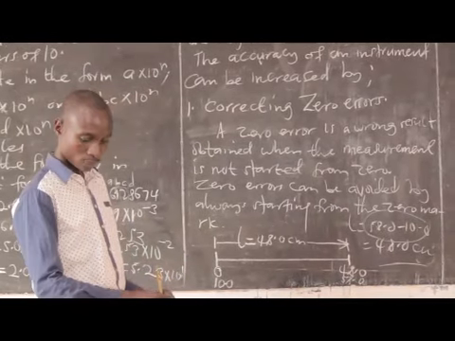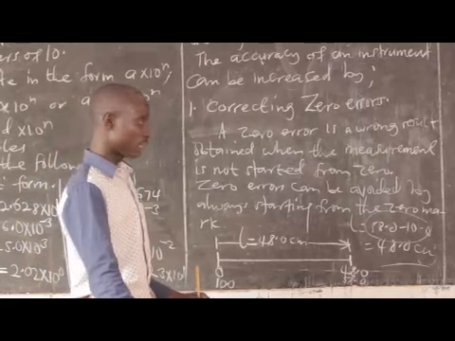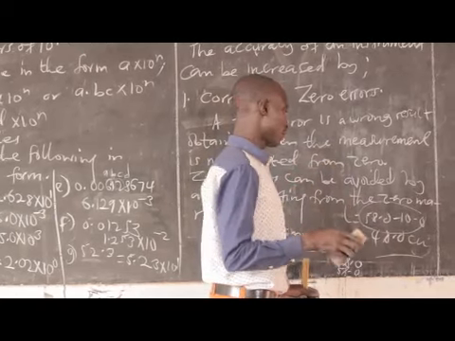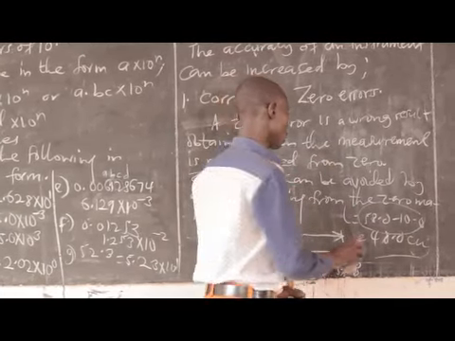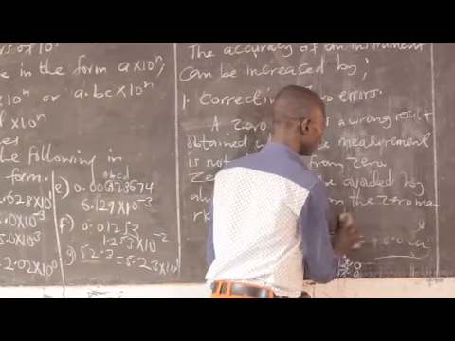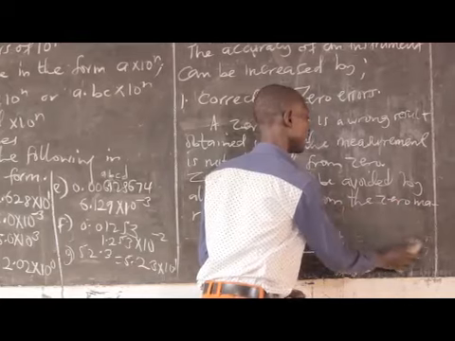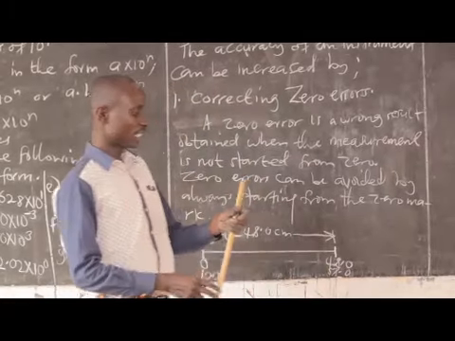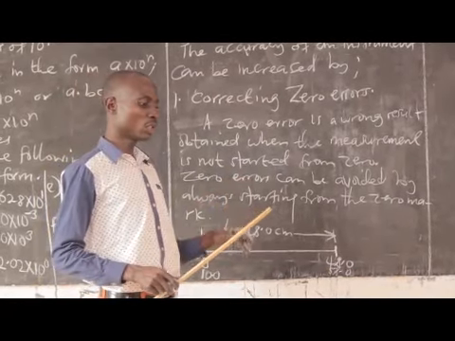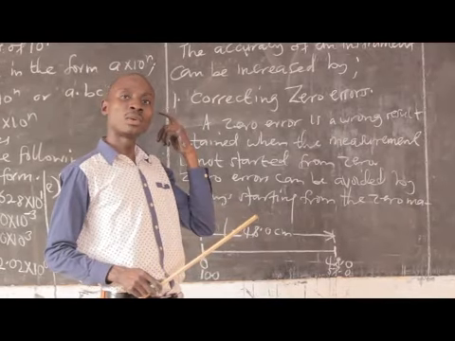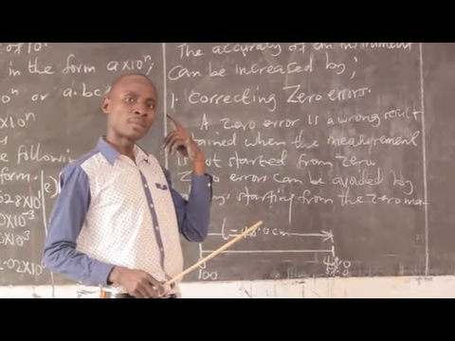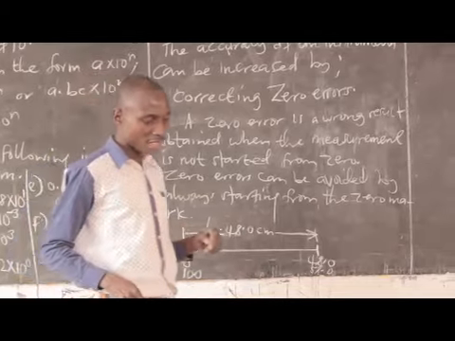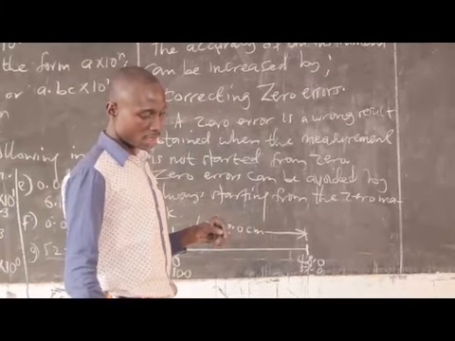This subtraction is what we call correcting zero errors. When you don't start from zero, you subtract the starting mark from the final mark. Or before you use any instrument, first set it to 0. There are some instruments that can be set to 0, but this ruler, when you break it, you may not set it. The setting is in your head. When I start from 2 and I stop at 5, my length will be 5 minus 2, which is 3 centimeters. We call that correcting zero errors.